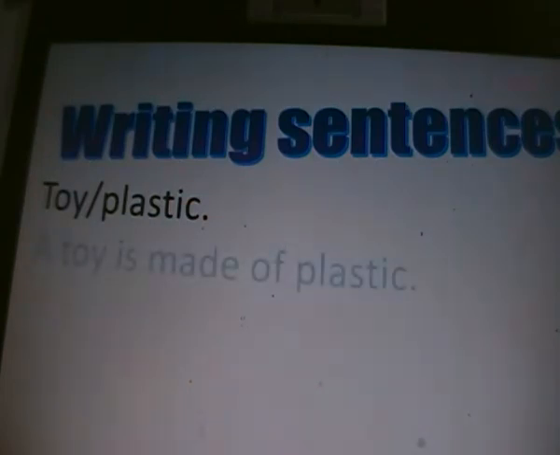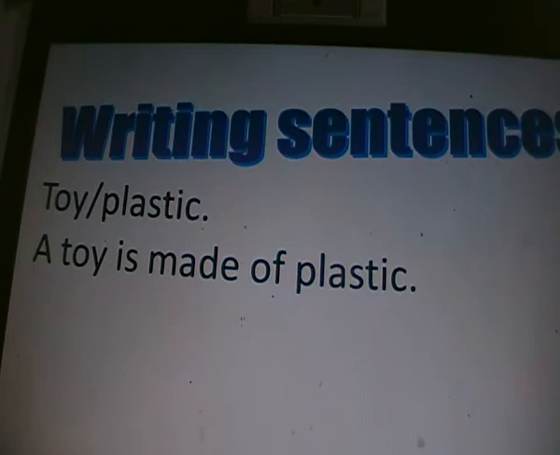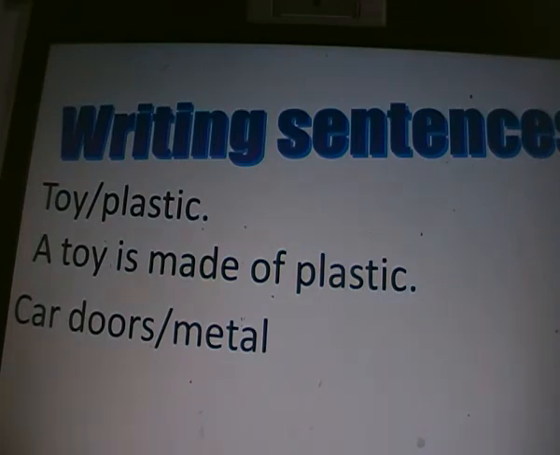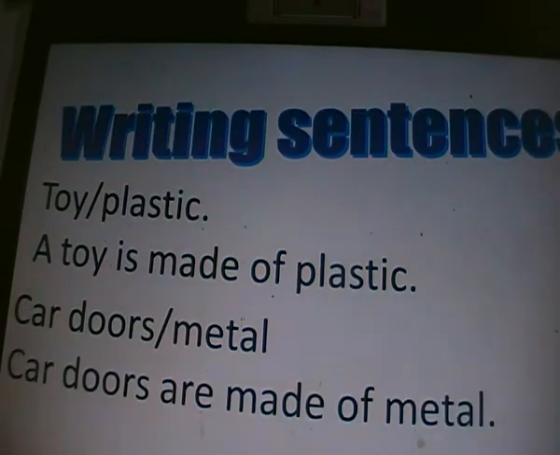And then writing sentences. Toy and plastic. Can you use is or are made of to make a sentence here? Yes. A toy is made of plastic. Toy, لعبة, made of plastic. Car doors and metal. Can you make a sentence? تقدر تعمل جملة؟ Yes. Car doors are made of metal. Another. A book and paper. Yes. A book is made of paper. Next.